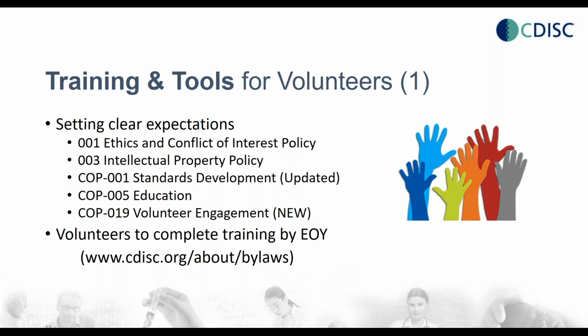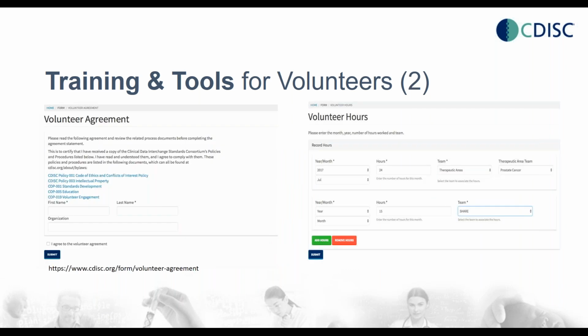We have new training and tools for volunteers. We've updated some of our COPs just to have clear and reasonable expectations. Much of this is already in place, particularly our ethics policy, but we've taken a good look at these to make sure they make sense. On volunteer engagement, we have some principles now about appropriate behavior for volunteers to make sure that's clear and reasonable, and some expectations around succession planning for our teams, which is also important. Also expectations about how we bring in new volunteers, how we orient them and train them.